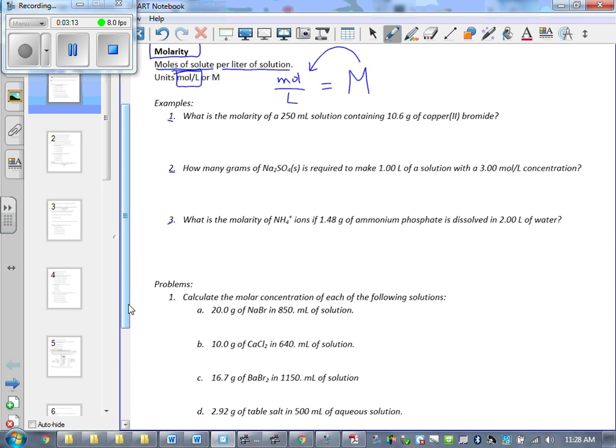So example 1, what is the molarity of a 250 milliliter solution containing 10.6 grams of copper 2 bromide? So our goal is to get the moles over the liters. So we're going to use unit analysis again.